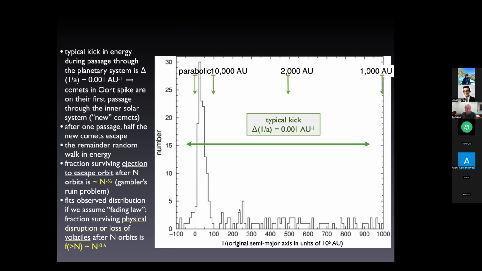If you assume that the fraction that survives loss of volatiles for n orbits goes like n to the -0.6, which is plausible but still empirical, then you can do an excellent job of fitting this distribution of comets down to much smaller semi-major axes.